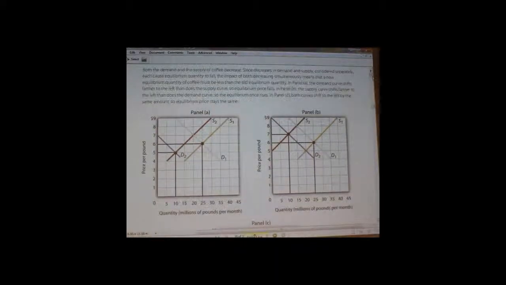It's also possible that two curves shift at the same time. This is more complicated, but only slightly. So why don't we start by considering panel A. What's going on here? Well, you can tell that demand is falling and so is supply. And how can you tell that? Well, the initial curve is always D1, and then the subsequent curve is D2, and likewise S1 is the initial and S2 is the subsequent.